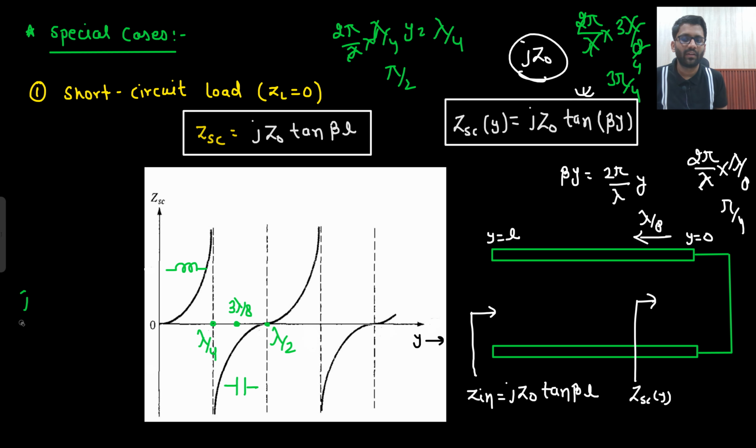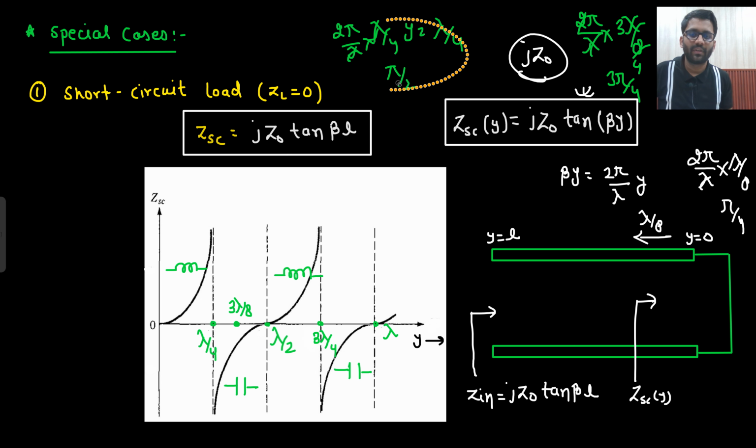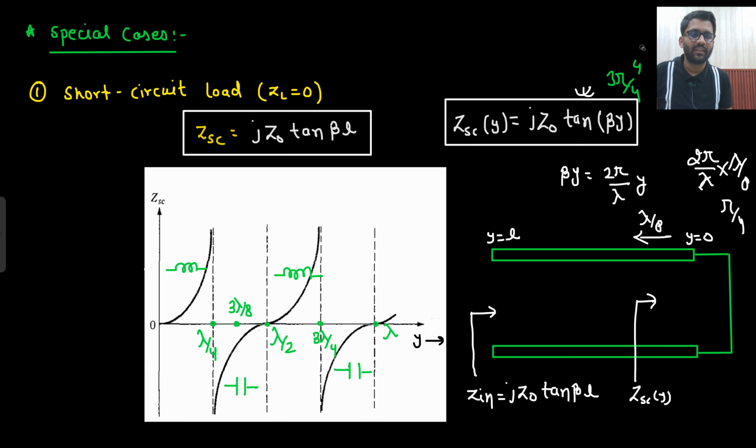What we are doing is, first for 0 to lambda by 4 it shows inductive nature, then it shows capacitive nature, then from lambda by 2 to 3 lambda by 4, for again lambda by 4 distance, it will show inductive nature, then 3 lambda by 4 to lambda it will again show capacitive nature. Are you getting this point? Let's erase all these things. Just a simple graph we have made.